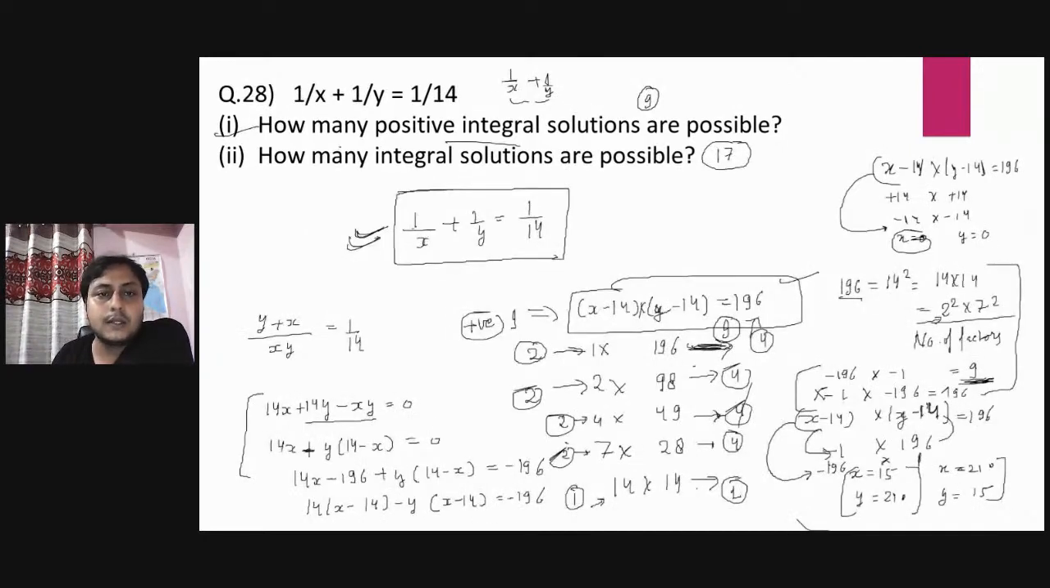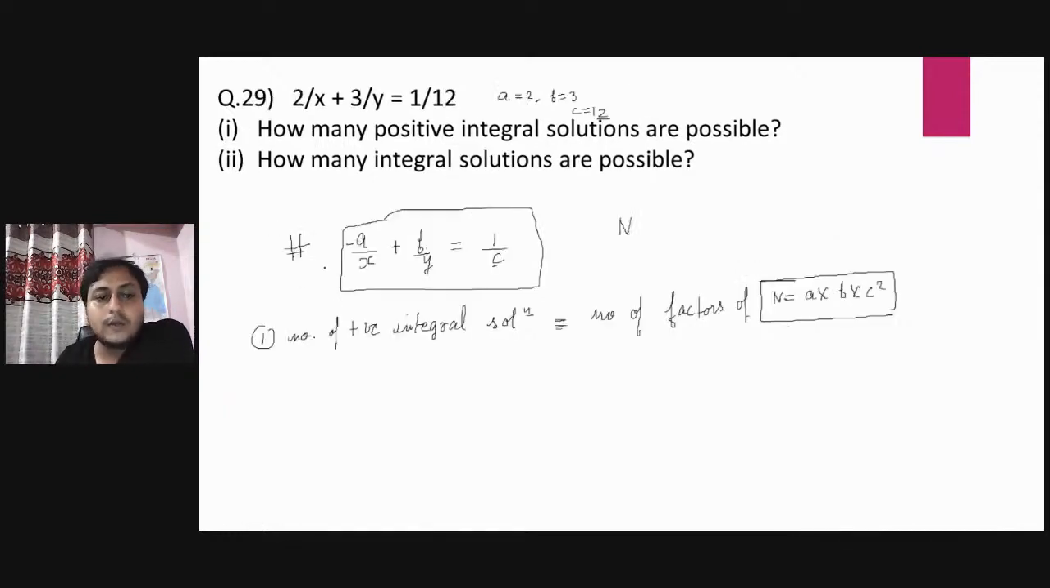In the last question, a is 1, b is 1, c is 14, right? So the number of positive integral solutions should be equal to the number of factors of this number, that is a into b into c square. So guys, let's say the number of factors of this number be k. कितने ले लेता हूँ k? K denotes the number of factors of this number, right?